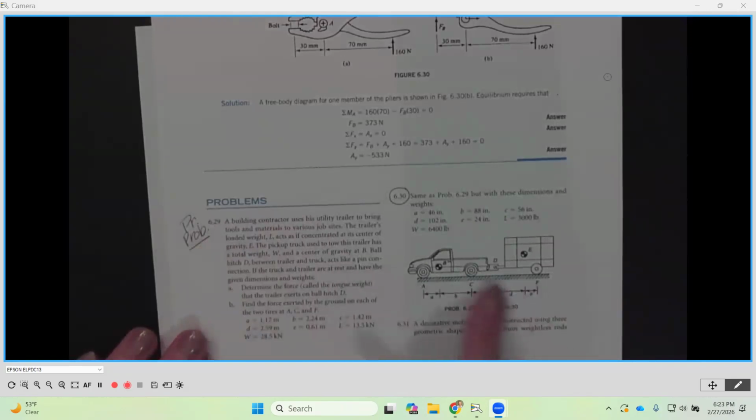Okay, we are gonna go to our next practice problem, but we are going to do one of the problems that we see here. We're going to be doing problem 629, which pertains to this truck and trailer example. Now, you're going to be doing 630 for your homework for your application problem.